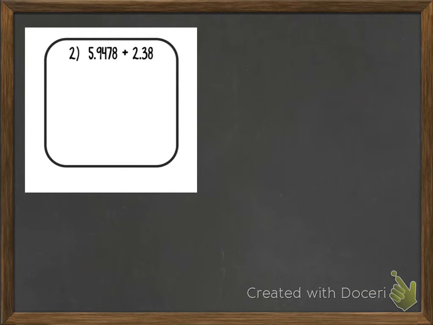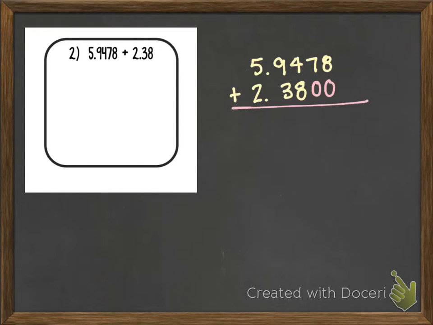Number 2, we have 5.9478. And then we have to line up our decimals, so 2.38. Annexing zeros means adding zeros for your placeholders. And then we add like normal from right to left.